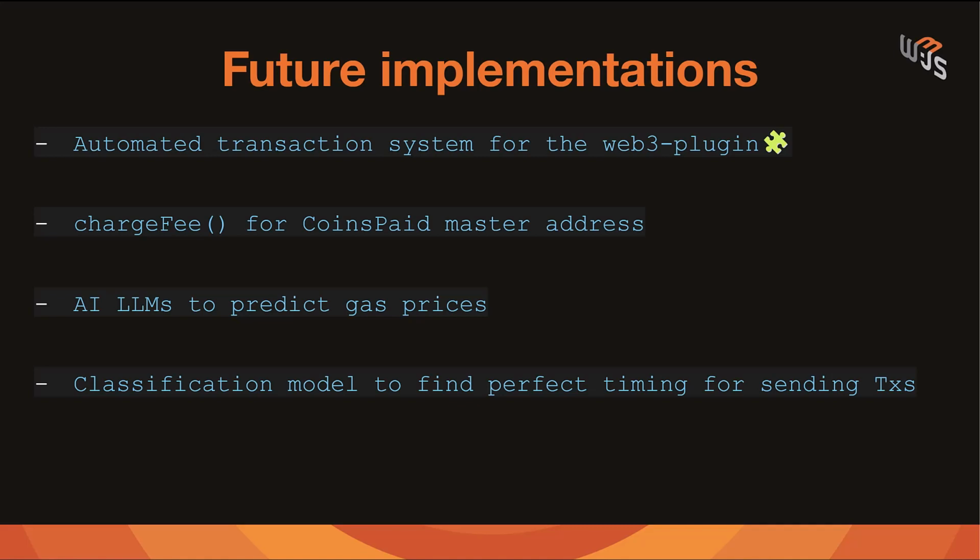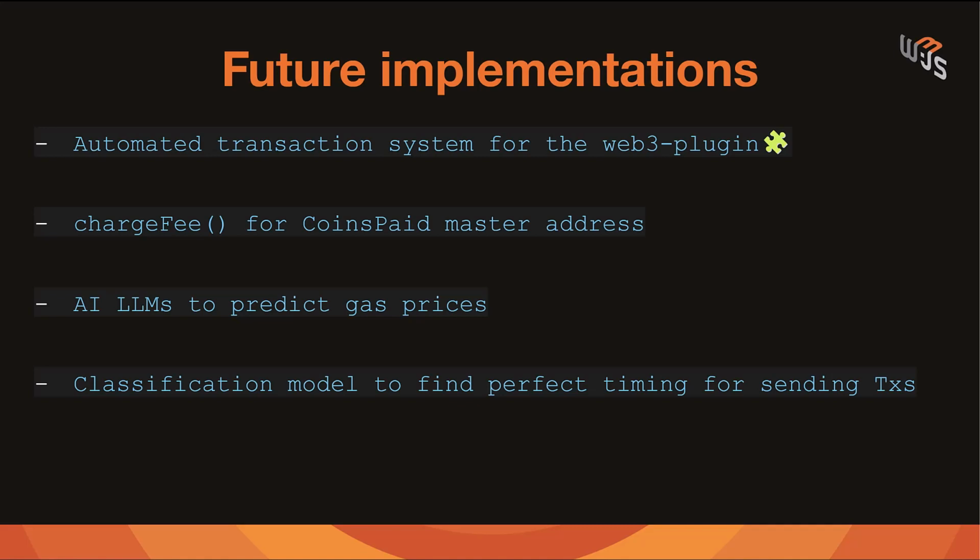And for future implementations, we would like to implement the following. First, an automated transaction system, so when the fees are low, the Web3 plugin can trigger the transactions to send the funds to the business and the master address. Second, implement a function to send the fees to the CoinsPaid master address before sending all the funds to the business address. So basically charging a fee for that.